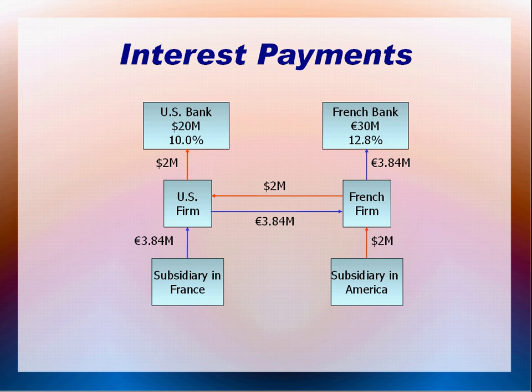Likewise, the red illustrates the subsidiary in the U.S. flowing the $2 million interest to the French firm, then to the counterpart, and then ultimately ending up at the U.S. bank. Quite often there will be a financial intermediary in the middle of the counterparts of the two parent firms.